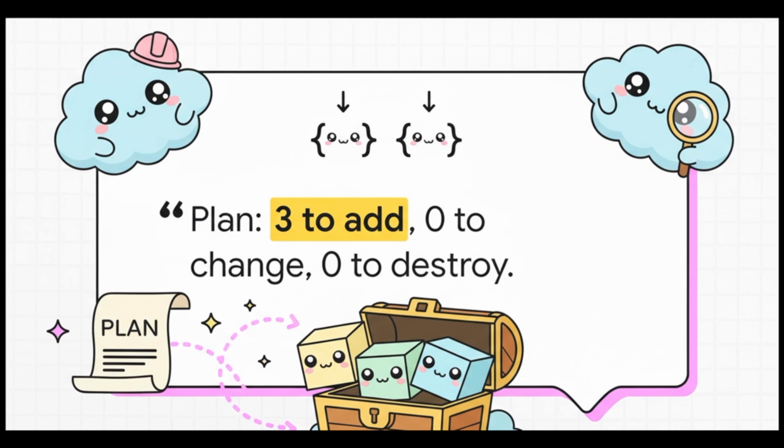Now for my favorite part, the plan phase. This is where the magic really happens. You run a command, and Terraform does a dry run. It looks at your code, looks at what's currently running, and gives you a preview of exactly what it's going to do. See here? It's telling us it's going to add 3 new things. There are absolutely no surprises, which is exactly what you want when you're managing infrastructure.